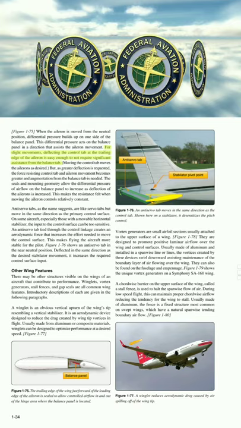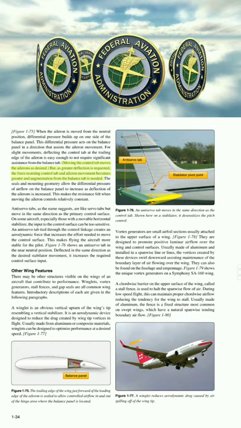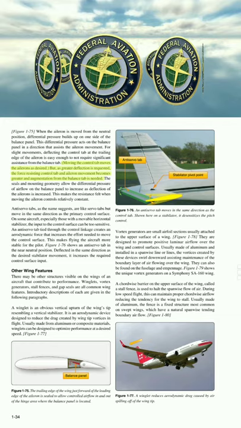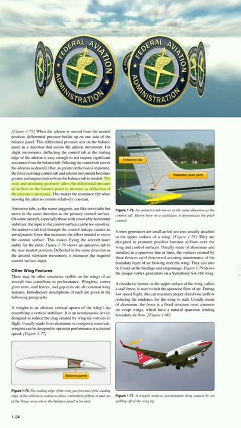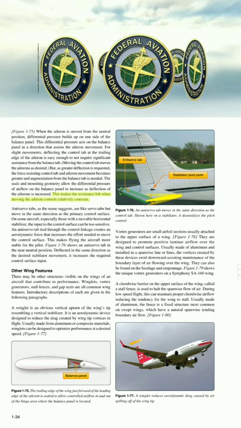But, as greater deflection is requested, the force resisting control tab and aileron movement becomes greater and augmentation from the balance tab is needed. The seals and mounting geometry allow the differential pressure of airflow on the balance panel to increase as deflection of the ailerons is increased. This makes the resistance felt when moving the aileron controls relatively constant.